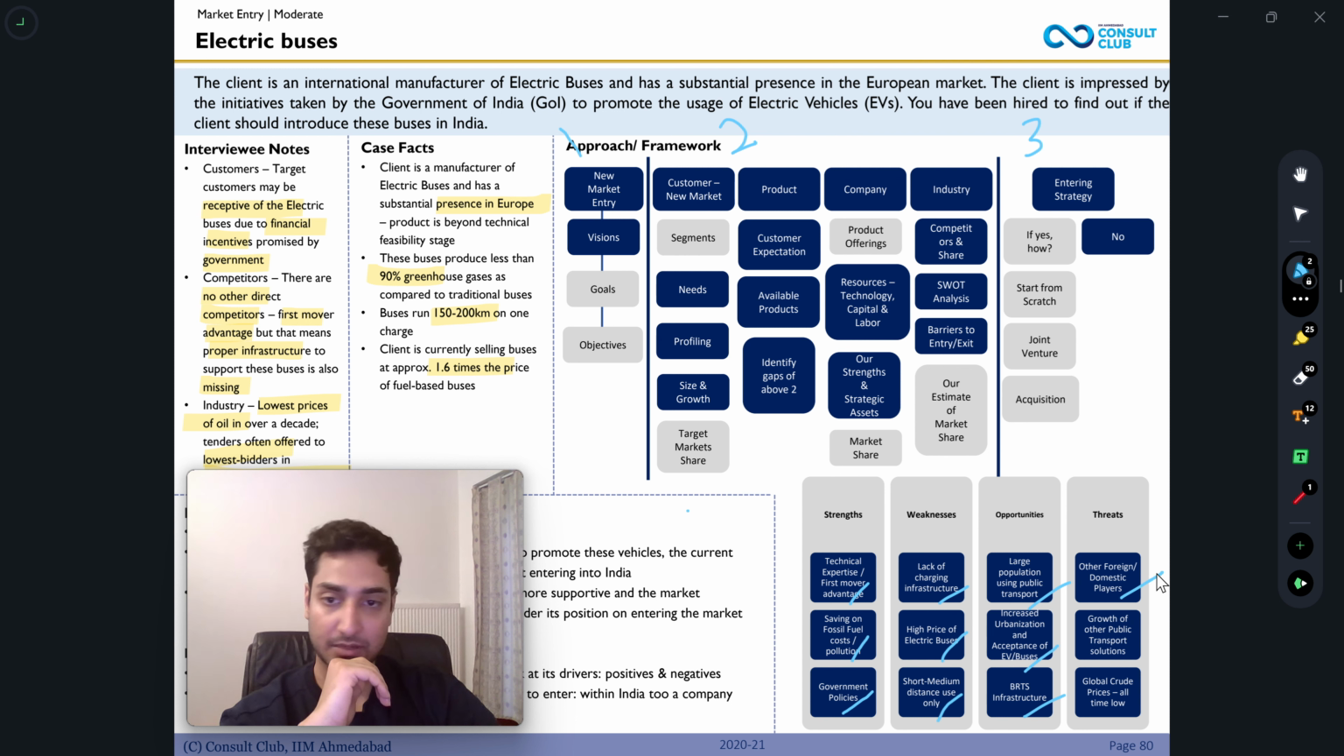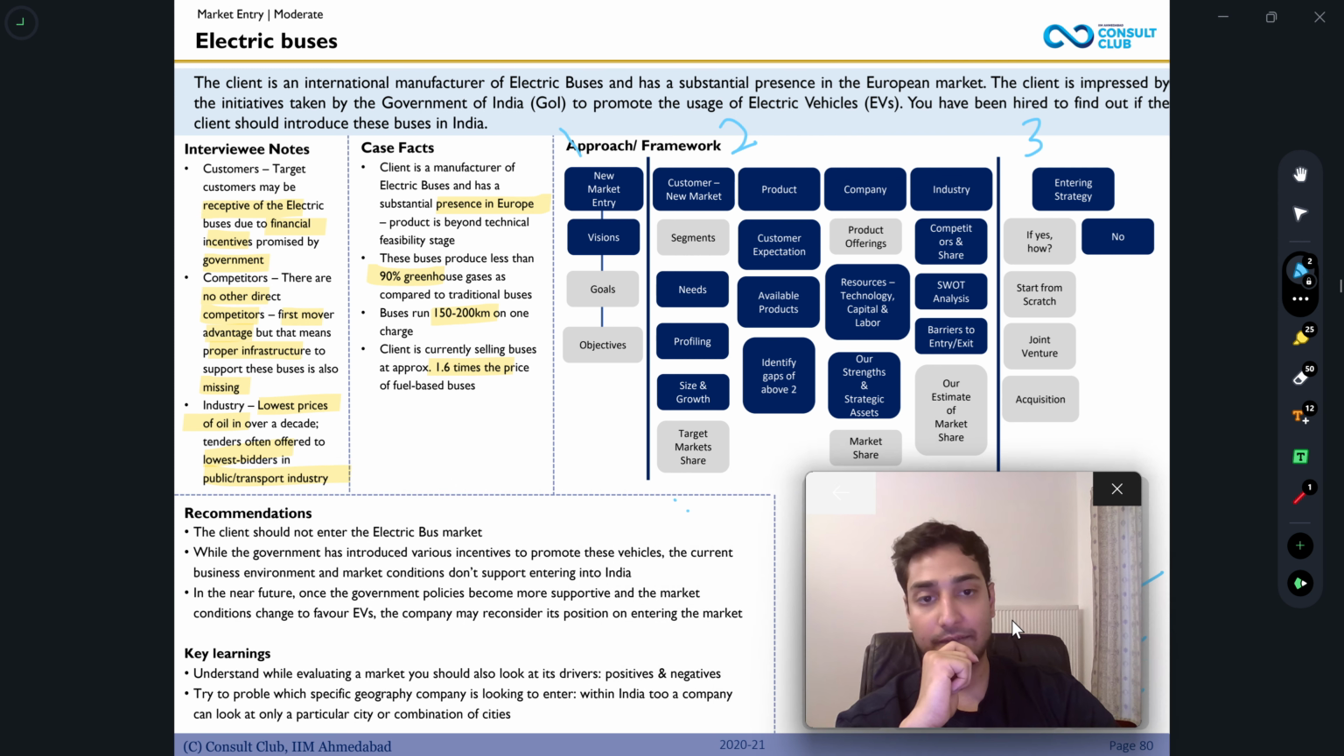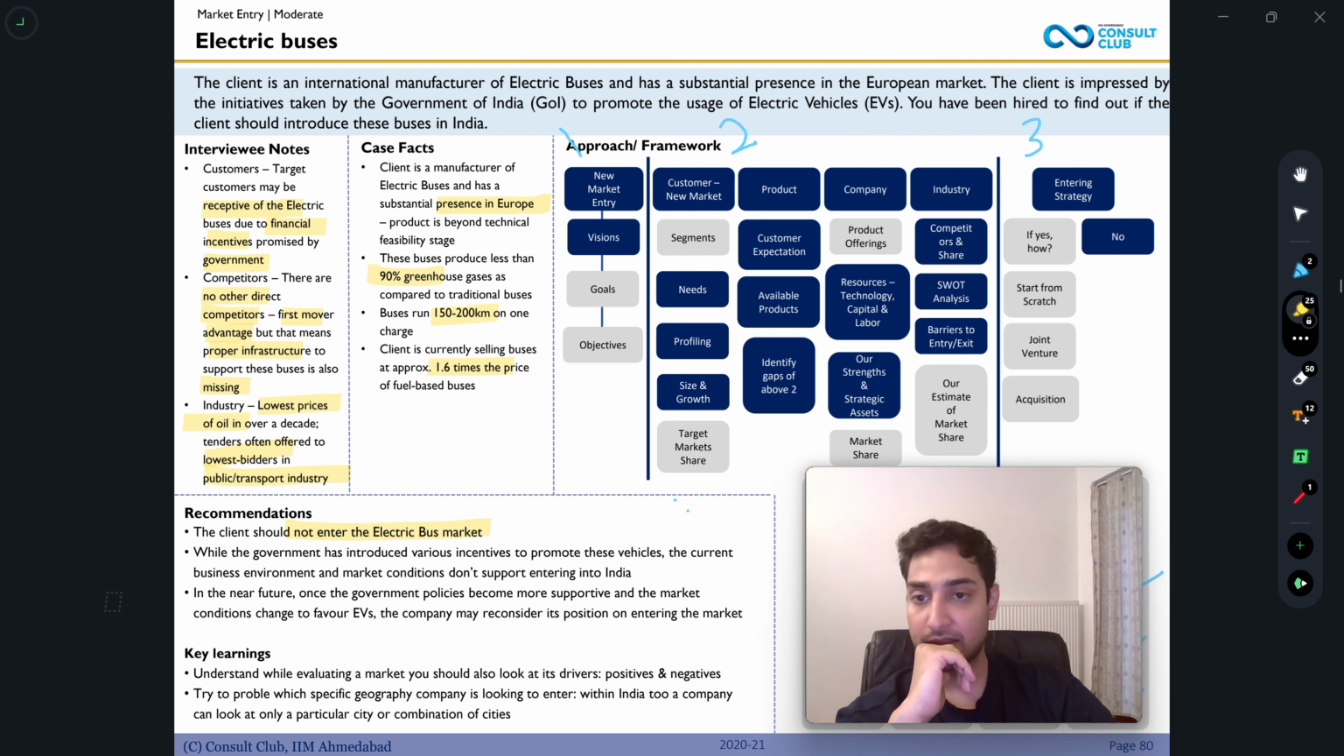Threats are foreign and domestic players who can enter the market, growth of other public transportation solutions, and global crude oil prices at all times. So those are good threat options. After doing the SWOT analysis, the candidate provided suggestions. The recommendation is that the client should not enter the electric bus market.